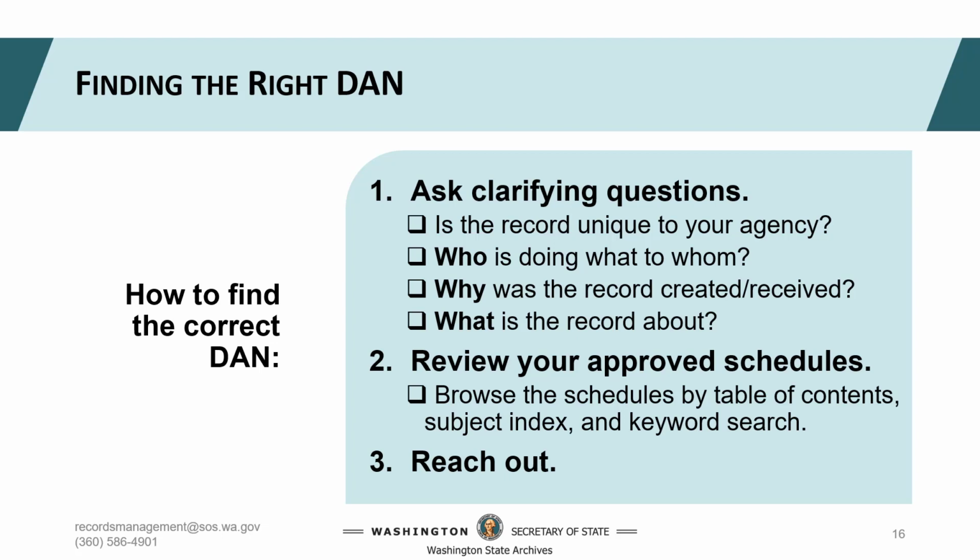Once you've addressed these foundational questions, visit your approved retention schedules on our website. Using the 3 main navigation techniques, find the record series that works best for the record at hand. And if you still aren't clear on the appropriate retention series, reach out to the records management team at the Washington State Archives. We are here to help.